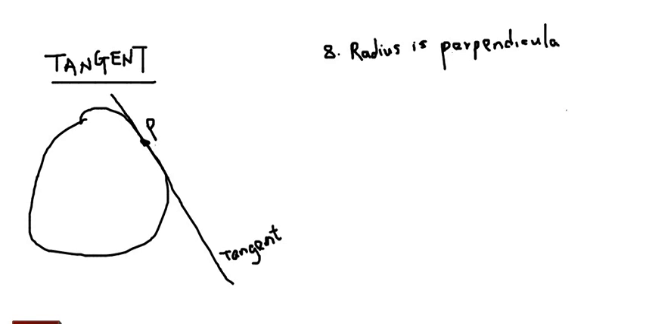The radius is perpendicular at the point where the tangent touches the circle. Okay, that is theorem number 8.